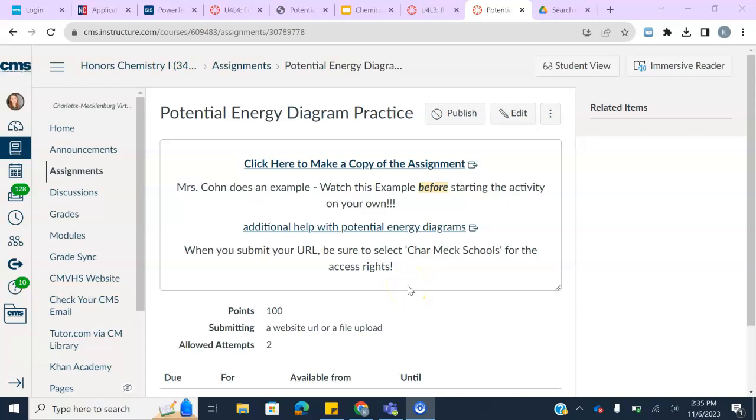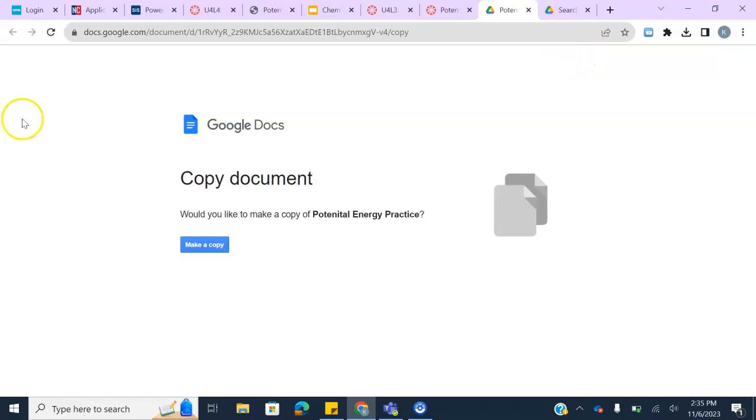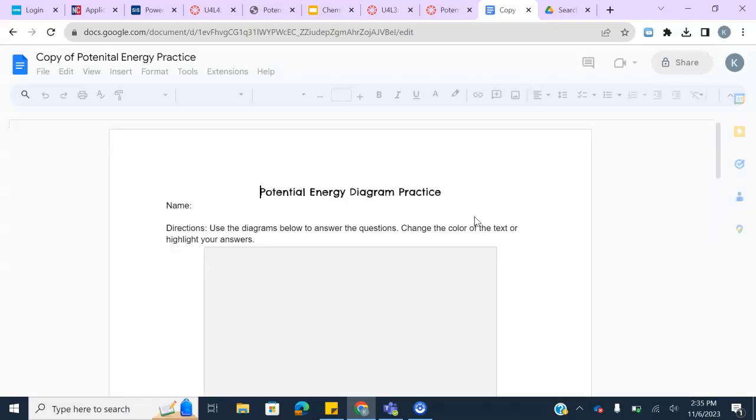Hey guys, today we are going to analyze potential energy diagrams, and they can be a little bit tricky. So I am going to do the first example with you and then have you guys do the second problem independently. I'm going to go ahead and make a copy of this assignment and walk you through the first diagram step by step. So definitely be sure to watch this before attempting on your own.